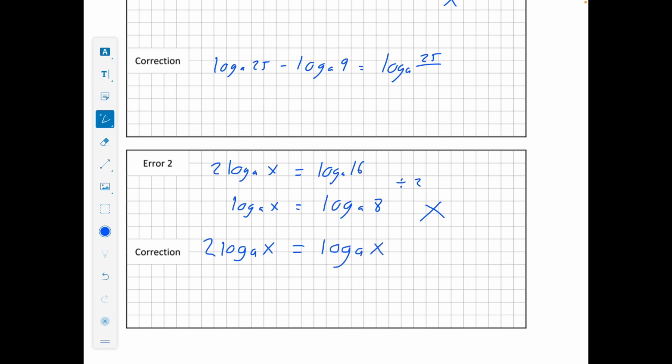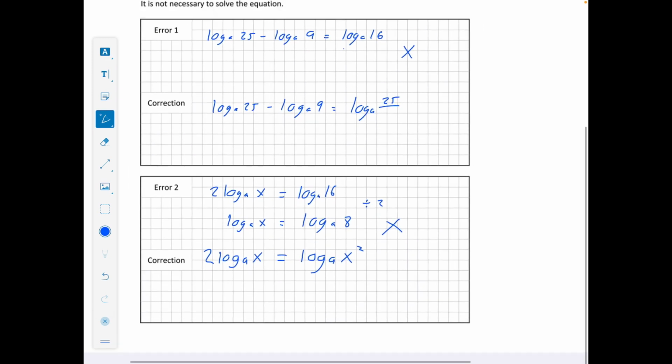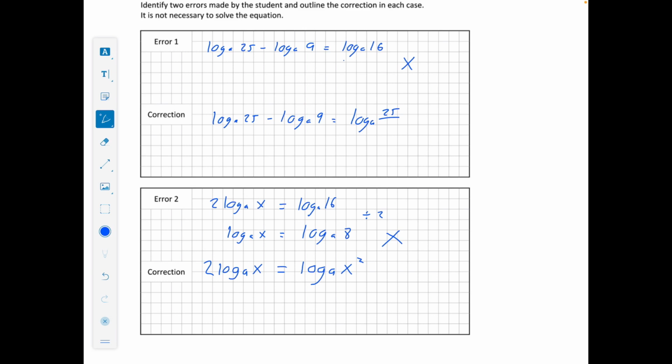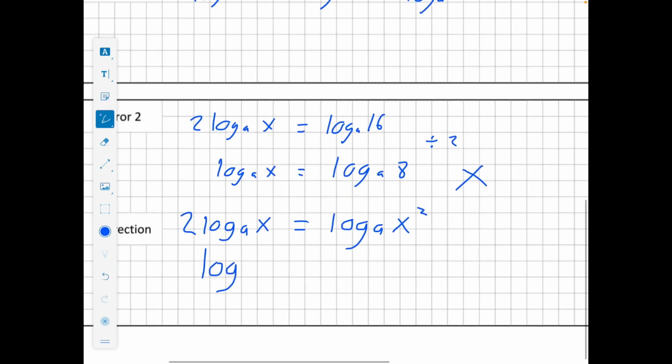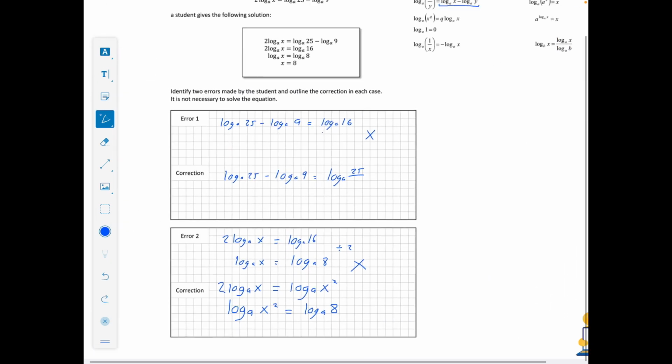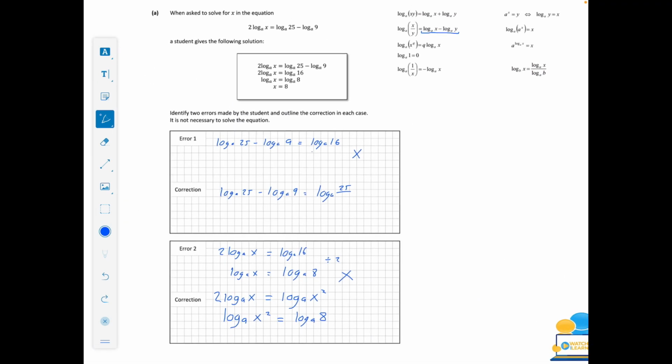log to base a of x, okay, so they have 2 log to base a of x. What they should have said that's equal to is log to base a of x squared. Okay, and then they would have ended up with log to base a of x squared is equal to log to base a of 8. If you did want to solve that from there, then we've logs at both sides. You could have gotten rid of the logs, but we're not actually asked to solve it in this case.